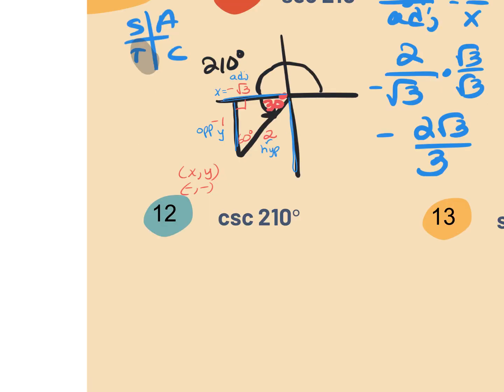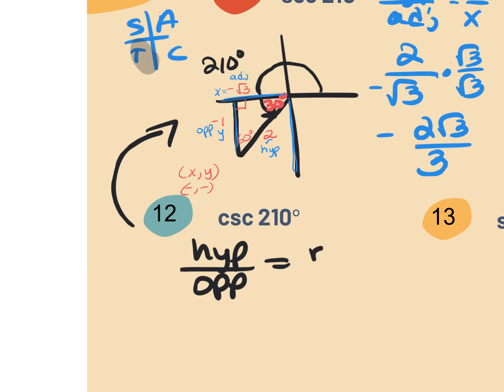So for number 12, here's the picture of the 210 graph. Cosecant, remember that's the reciprocal of sine. So it's hypotenuse over opposite, or r over y. So in this case, it's going to be 2 over -1, which simplifies to -2.